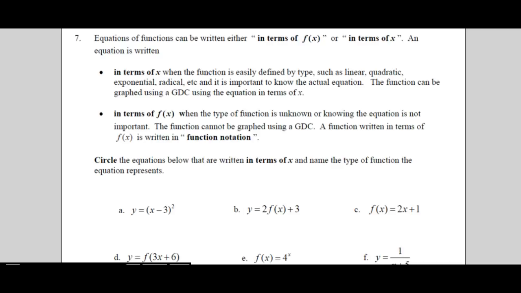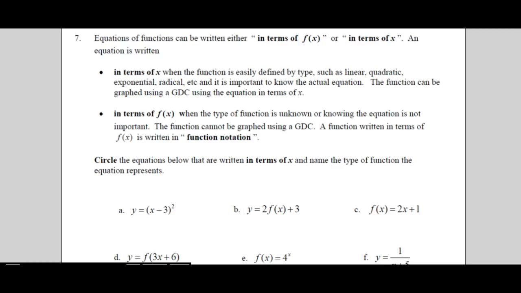Now, we also express functions in terms of f of x when the type of function is unknown. We'll look at some pictures and say, I don't know, can't really do that. Or knowing the equation is not important. It doesn't matter that I know the equation. What's important is I'm doing some stuff with it. You can't graph it on a calculator or some other graphing program, because you can't punch it in. I don't know what it is.